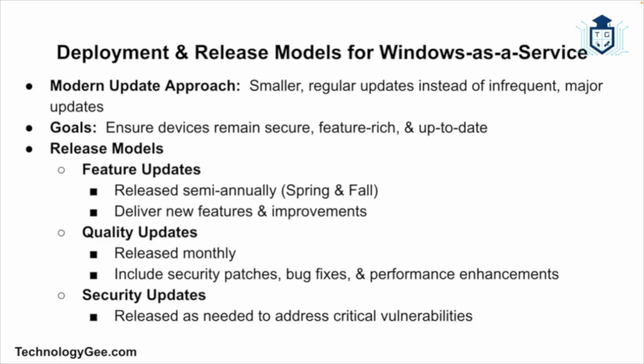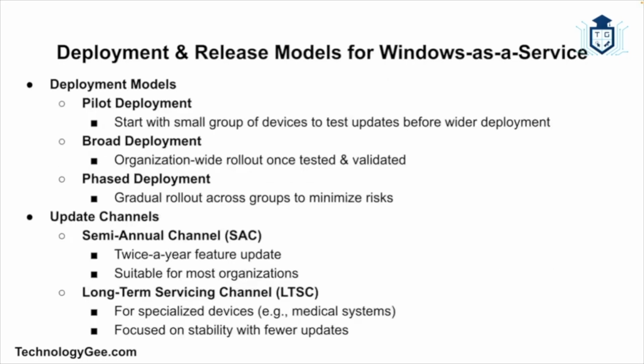It has what are called quality updates, and these are released monthly. They include security patches, bug fixes, and performance enhancements. And then it has security updates, and these are released as needed to address critical vulnerabilities. Next, we have what are called deployment models. Organizations can choose different deployment models based on their requirements.